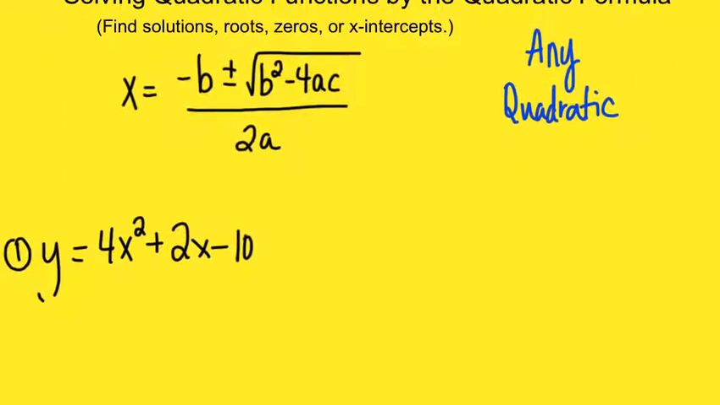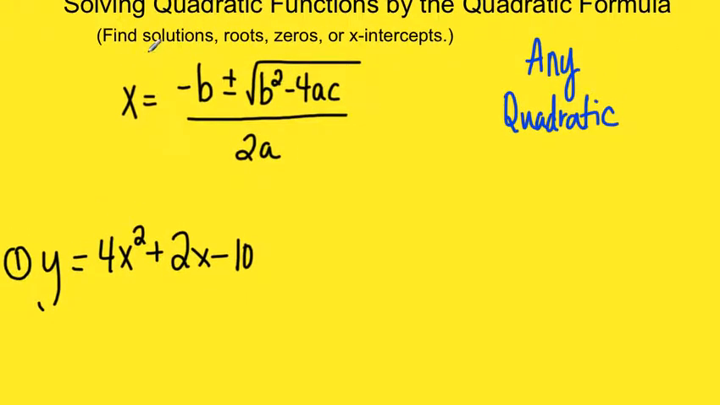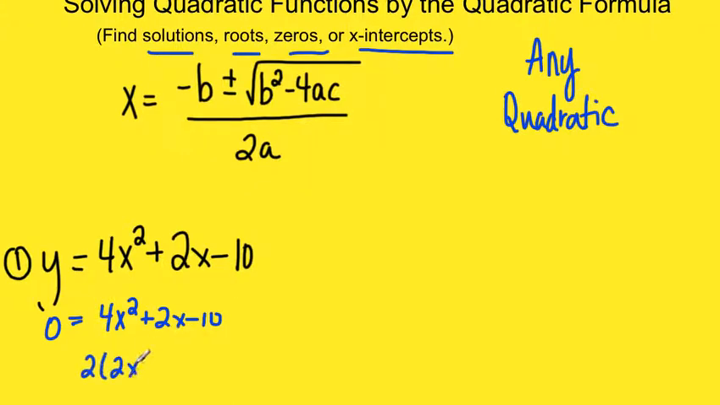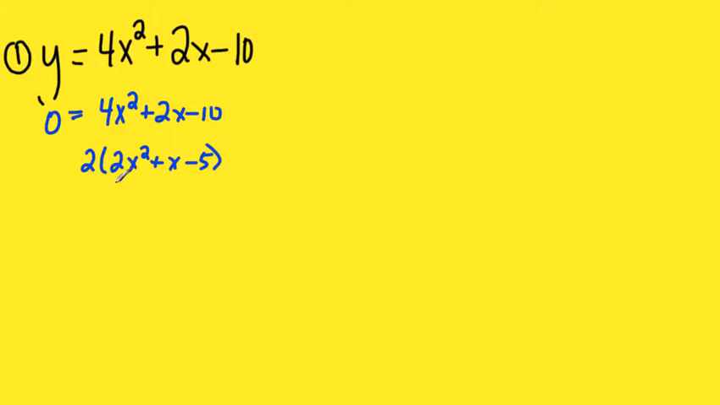Okay, so the first thing you do to find solutions, roots, zeros, or x-intercepts, you're going to set it equal to 0. And then you're going to try to factor first. And when you try to factor, you see that there's a GCF of 2, so pull a 2 out of everything. And then you're going to try to factor what's left. So when I try to factor that right there, remember that's set equal to 0, that will not factor.